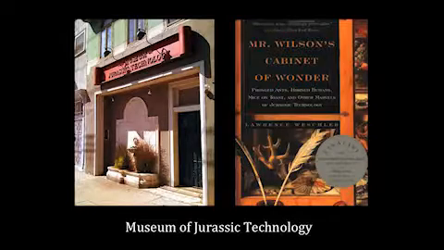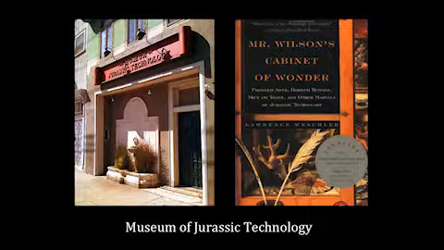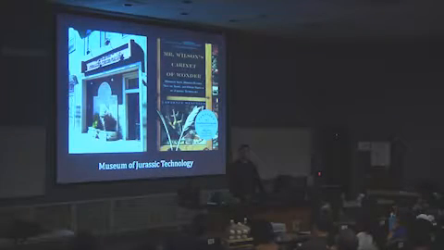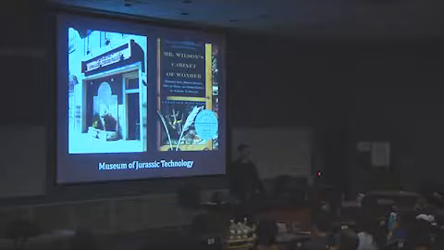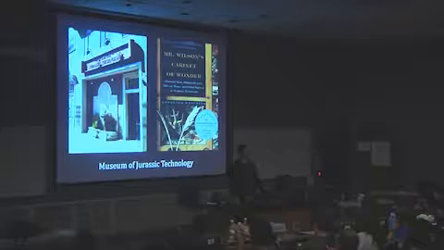And in Los Angeles, there's the Museum of Jurassic Technology, wonderfully written about by Lawrence Weschler in his book, Mr. Wilson's Cabinet of Wonder. It's a kind of museum to museums. And you're never quite sure what's real and what's not. And David Wilson, the proprietor of the museum, he never breaks character. He's always the keeper of the museum.